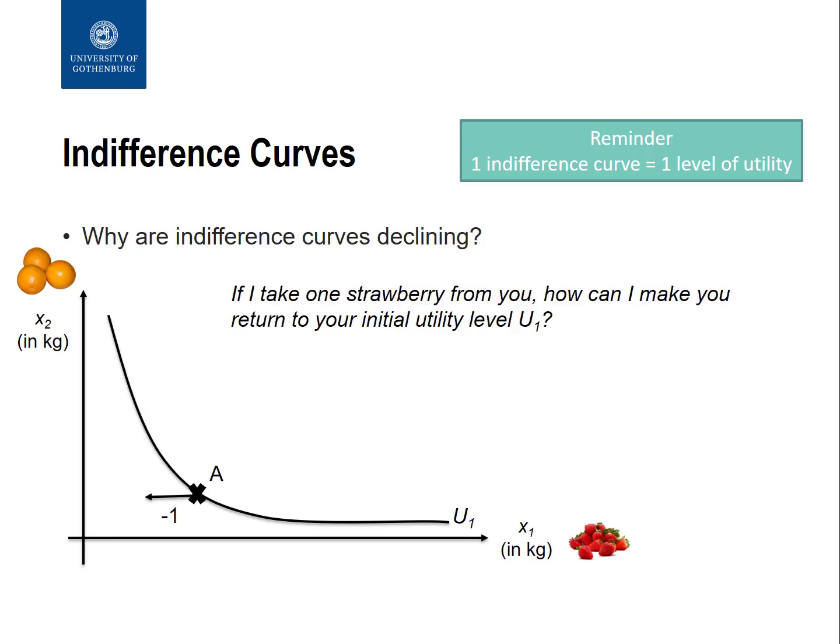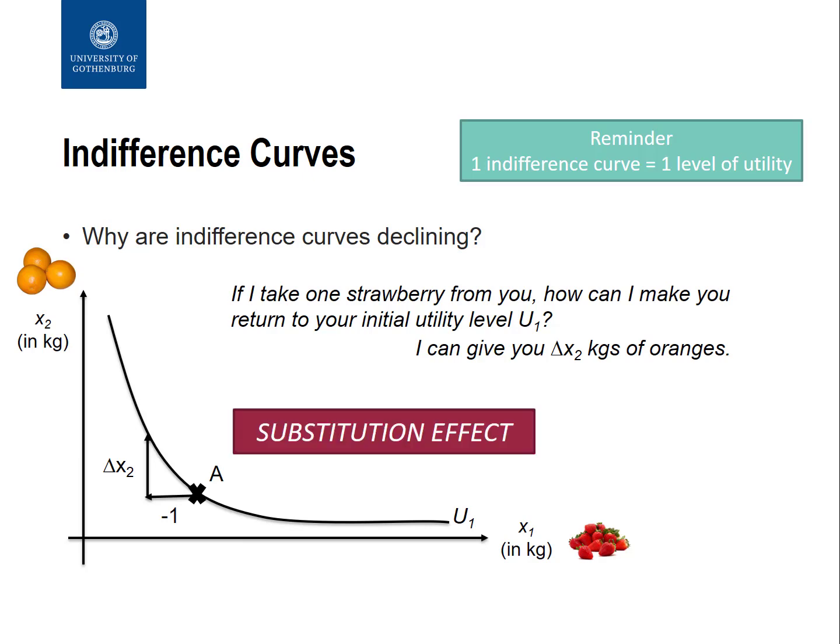If I take 1 strawberry from you, you are less satisfied than at point A, since you are below this indifference curve. So how can I make you reach the same level of utility as before, which is U1? Well, I can give you delta x2 kilos of oranges in exchange. So this is what we call the substitution effect. If I had given you 1 more strawberry, I would have needed to take from you some oranges so that you return to the same utility level. So strawberries and oranges are substitutable to a certain degree, and that makes indifference curves decline.